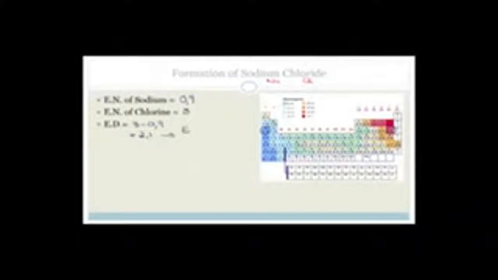which obviously means that it's ionic, because we just said that if it's bigger than 1.7, then it is ionic. Some textbooks say 1.9 and some say 1.7, but it depends on your textbook and your teachers which one you go with. But the range is basically 1.7. So this is ionic, and we now know that it's ionic bonding.